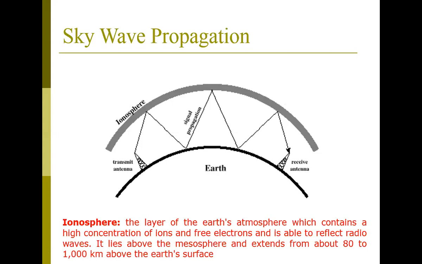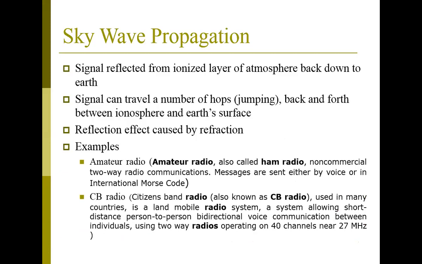So the ionosphere is basically a layer of the Earth's atmosphere which contains a high concentration of ions. That's why its name is ionosphere. High concentration of ions and free electrons, and it is able to reflect radio waves. So it is reflecting the radio waves. It lies above the mesosphere and extends about 80 to 1000 kilometers above the Earth's surface. Range I've already told you.